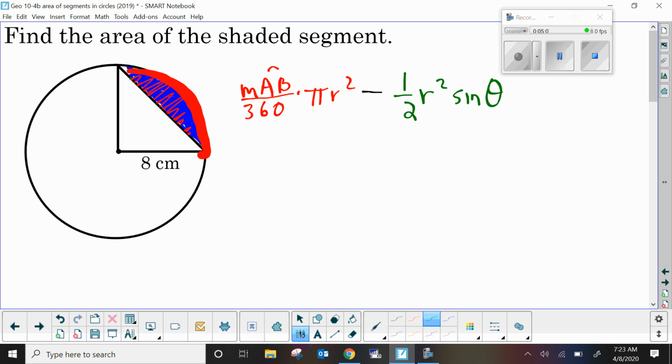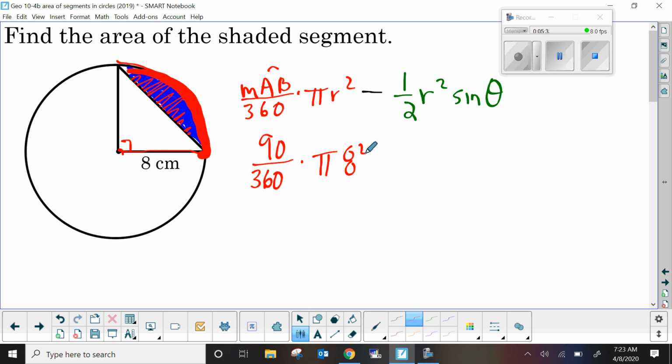All right, let's plug in what we know. The measure of this arc, well, it was there, but I erased it. This was 90 degrees. So we have 90 over 360 times pi, and then my radius, which in this example is 8 squared.